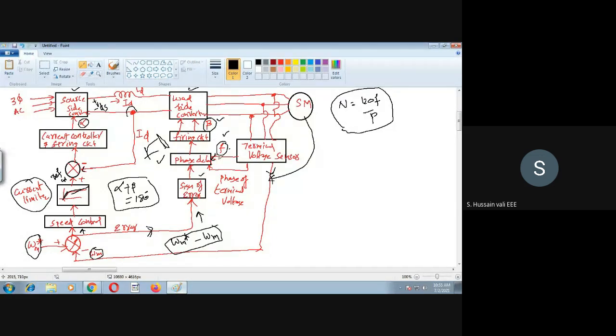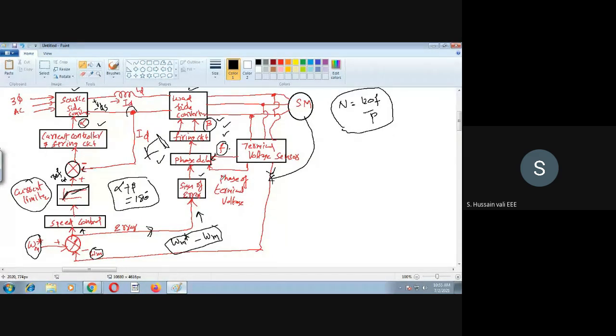Then you will have the frequency also; you will sense the frequency here from the terminal voltage sensor. All these included, you will generate beta. So generate alpha, generate beta, then the same procedure. Once again the speed will be sensed. So this is the closed path, the complete closed path here.